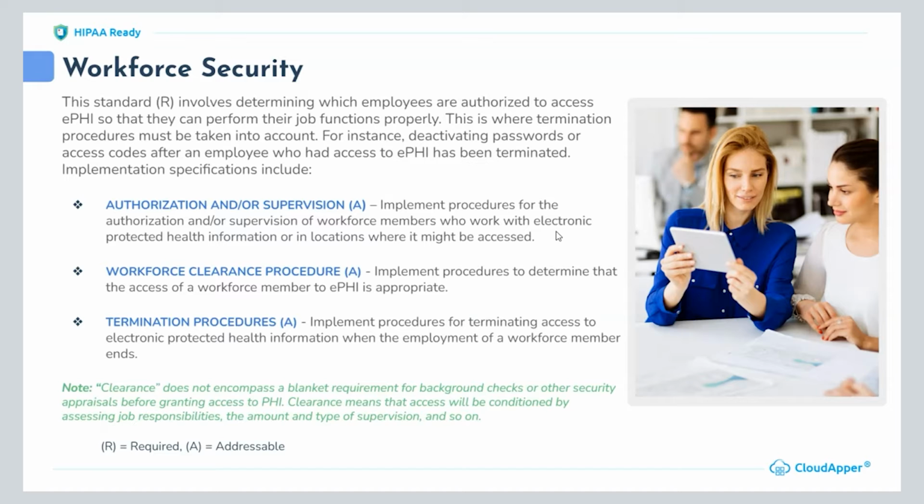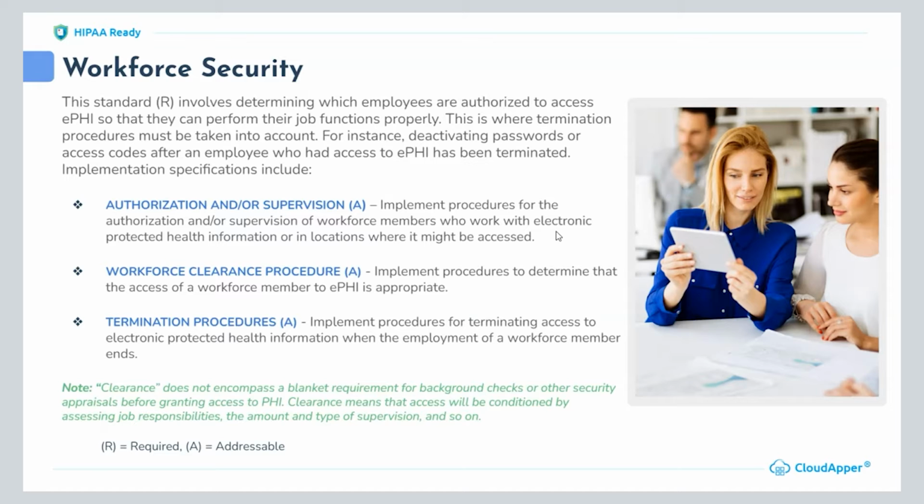Implementation specifications include authorization and/or supervision. This includes implementing procedures for the authorization and/or supervision of workforce members who work with electronic protected health information or in locations where it might be accessed. Workforce clearance procedure includes implementing procedures to determine that the access of a workforce member to EPHI is appropriate.